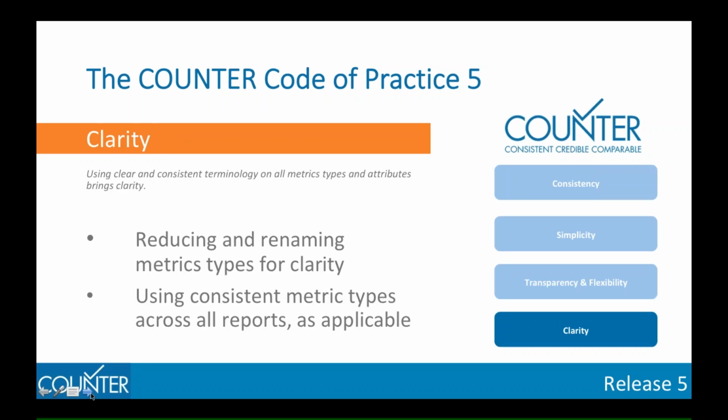And clarity. Unlike Release 4, Code of Practice 5 uses clear and consistent terminology across all reports. This is also true for all metric types. And the new Code of Practice uses clearly defined attributes.